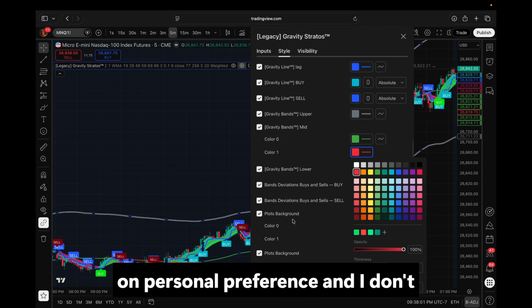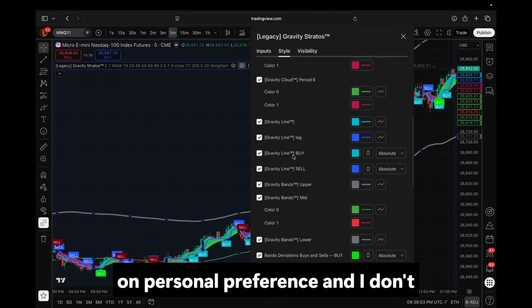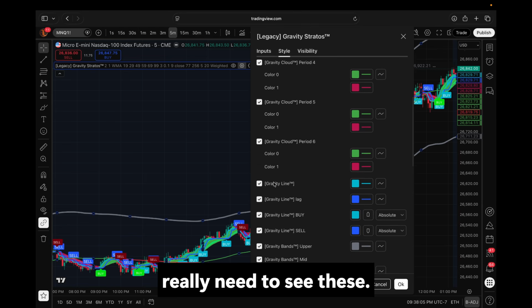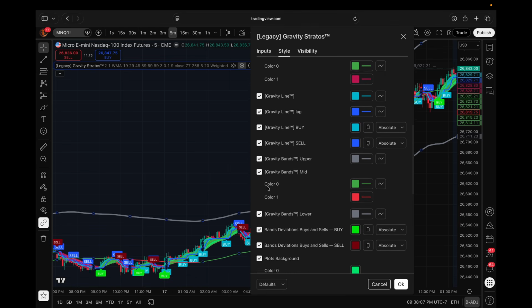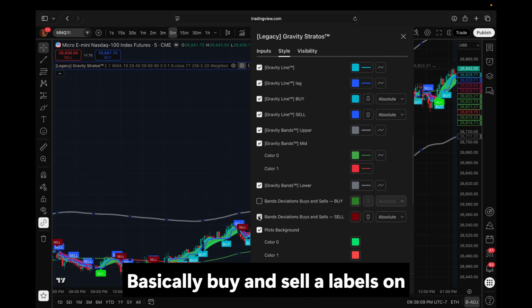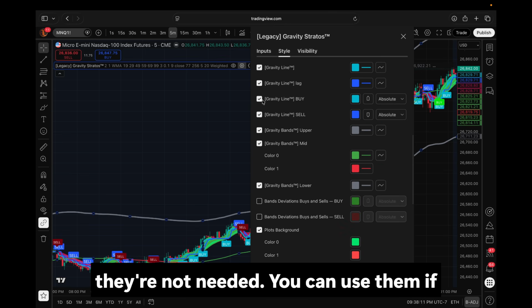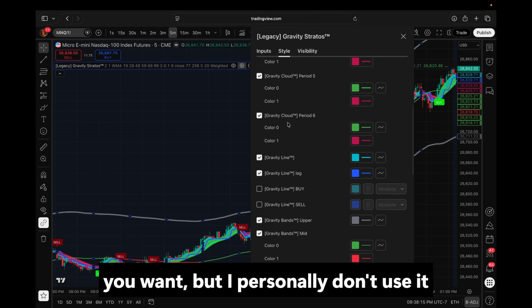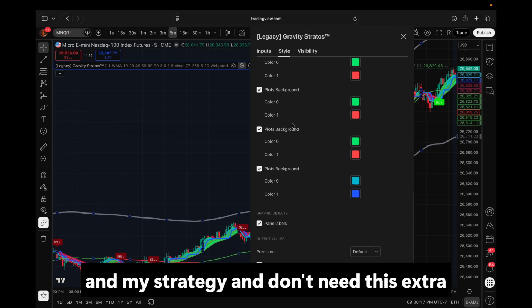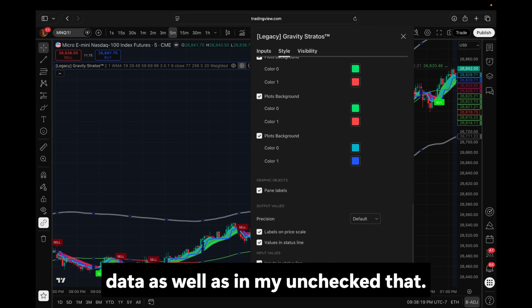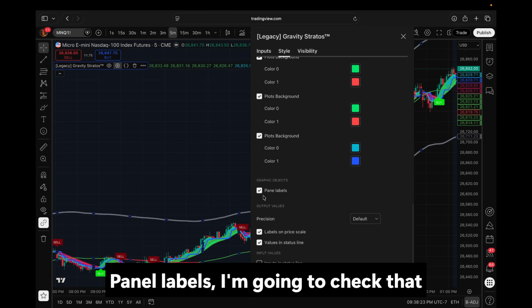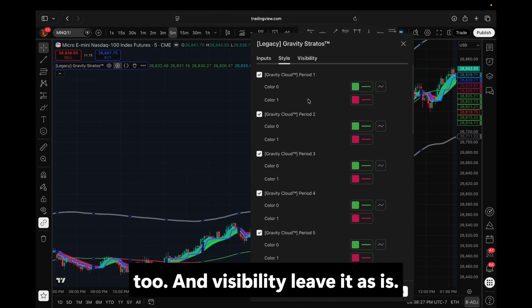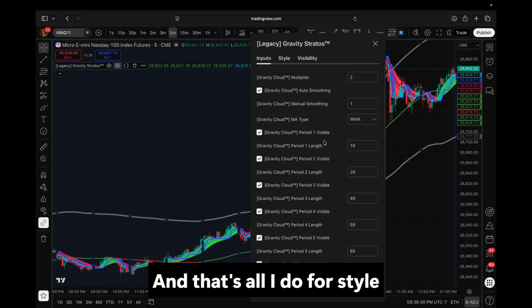That's just based on personal preference, and I don't really need to see these buy and sell labels. They're not needed. You can use them if you want, but I personally don't use them in my strategy. And then I don't need this extra data as well, so I'm gonna uncheck that. Panel labels, I'm gonna uncheck that too. Visibility, leave it as is. That's all I do for the style tab, okay?